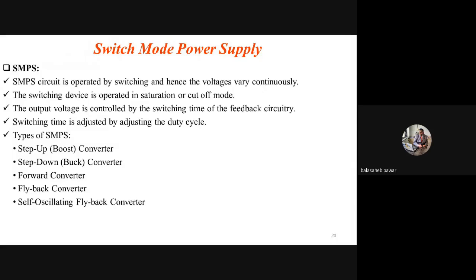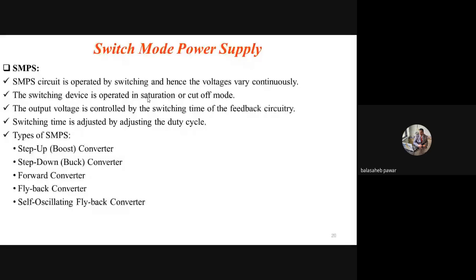So what is that SMPS? It is a circuit which is operated by switching, and hence the voltage varies continuously. That means the output voltage, as we are obtaining that pulsating DC. The switching device is operated in saturation or cutoff mode. Now see, actually this statement is applicable to BJT, not for MOSFET, because if we prefer MOSFET, then we have to replace this word by ohmic region. The switching device is operated as an on switch, meaning that MOSFET should be forced into its ohmic region, then and only then it will be able to act as a perfectly closed switch.